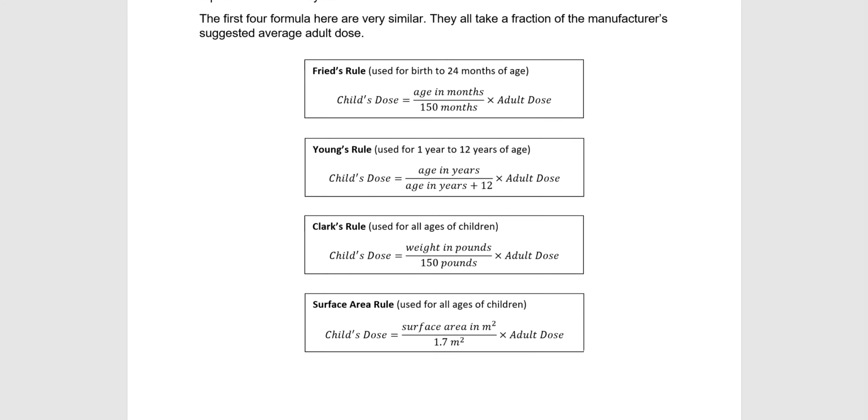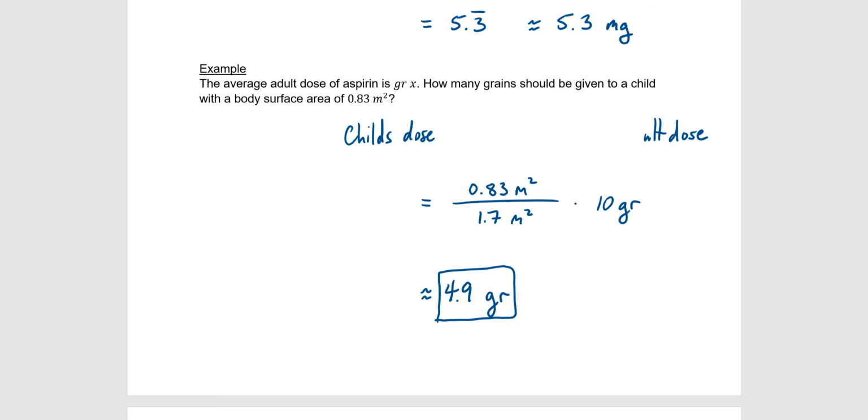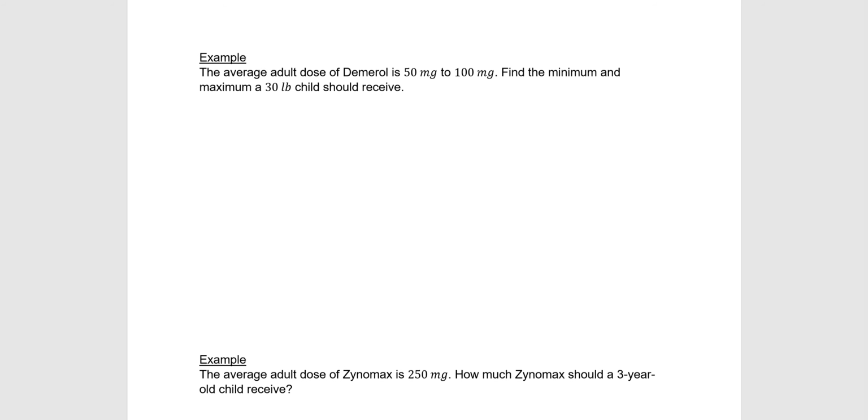So we're clearly not using Freud's rule because that's age in months. We're clearly not using Young's rule because that's age in years. We're going to be using Clark's rule because this is the one that deals with weights, and it's used for all ages of children. So using Clark's rule here, let's write that down.